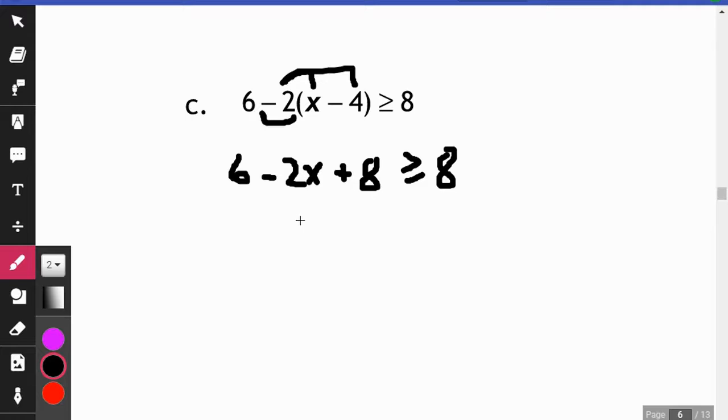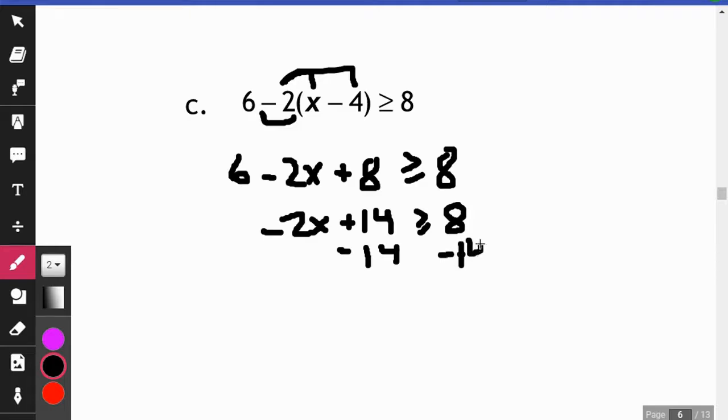6 plus 8 is 14. Remember, that's the commutative property of addition. It says it doesn't matter what order I add them in, as long as I add them together eventually. Almost there. Okay, so now let's get rid of this 14. And that goes away.